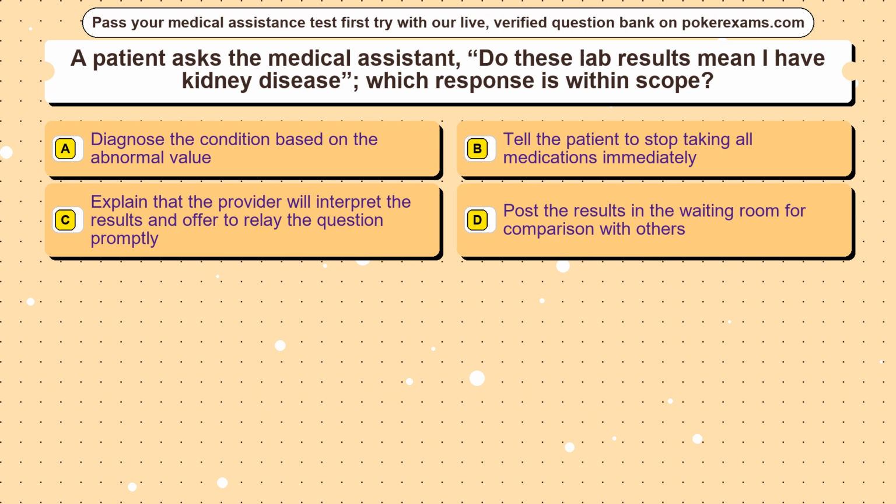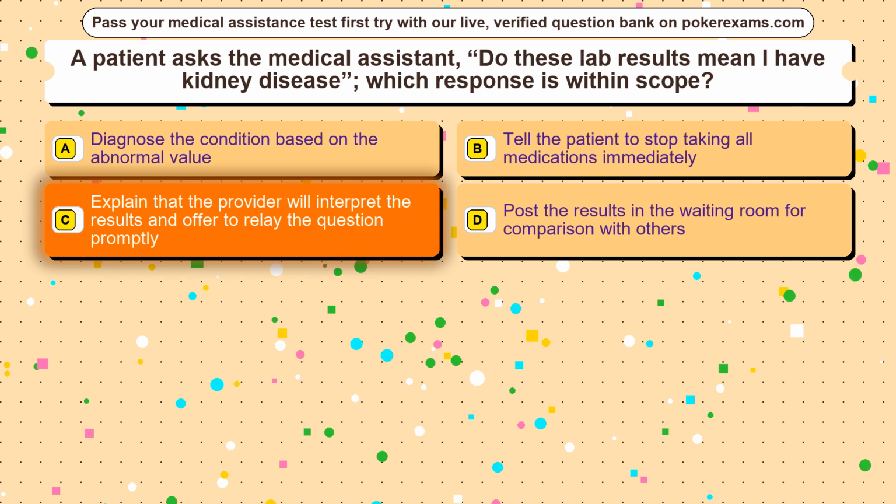Explain that the provider will interpret the results and offer to relay the question promptly. Option D. Post the results in the waiting room for comparison with others. The correct answer is option C. Explain that the provider will interpret the results and offer to relay the question promptly.